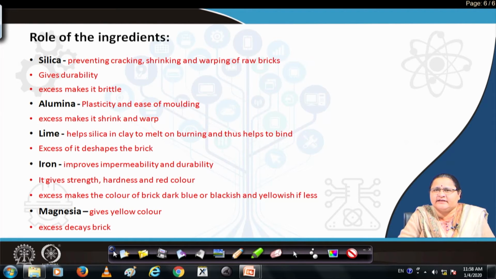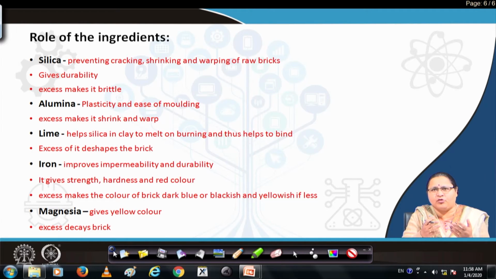Again, magnesia gives a yellowish color to the brick, and excess of it helps in decaying or breaking of the brick. So, all these items together give the properties to the item. Now, here there is another important part, because once you get whatever clay in the initial form, it is not used directly. All these items are to be put into the furnace for burning or for being baked, and then only it gets the characteristic.